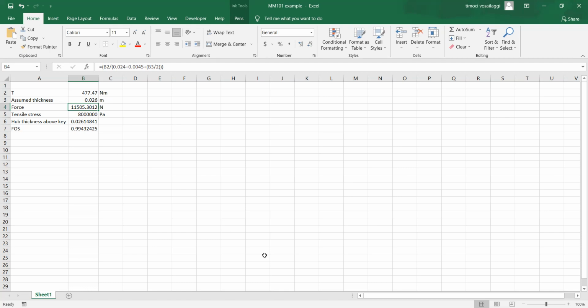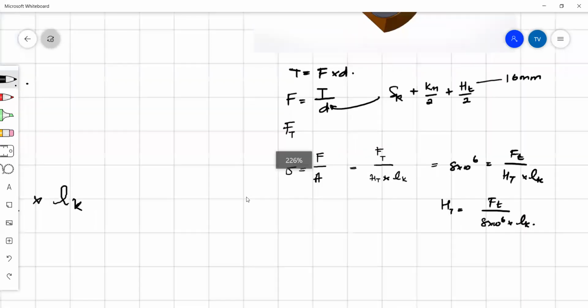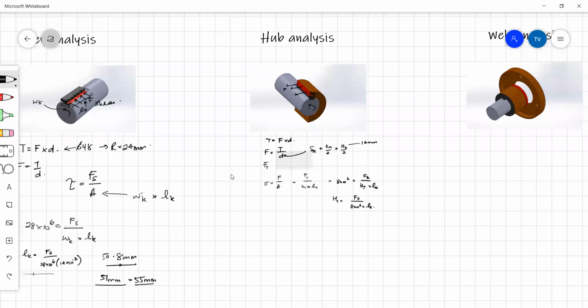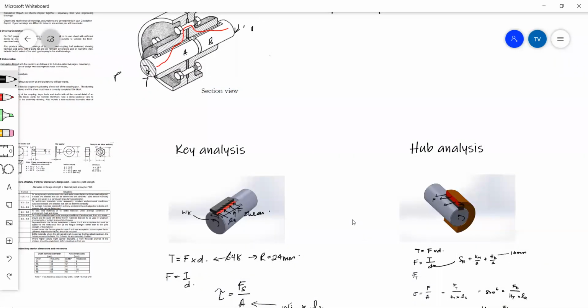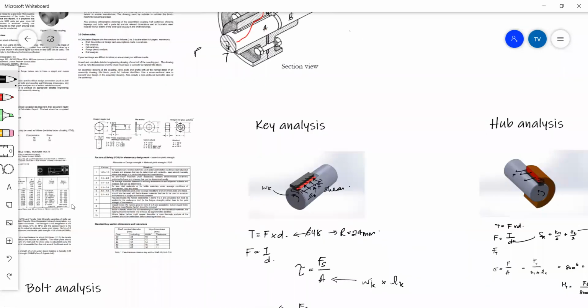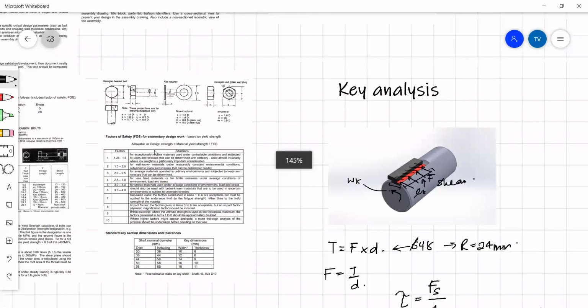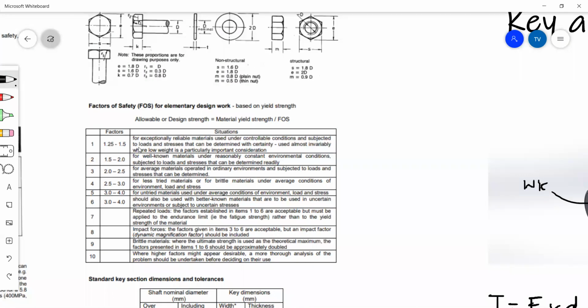So now let's go back to our assignment question and look at different types of factors of safety which we might want to apply. So we need a factor of safety greater than 1, but we don't know which factor of safety we're going to use. That's where this table comes in handy. The first one, factor of safety of 1.25 to 1.5, is for reliable materials under controllable conditions, which is what we're dealing with here in this assignment. We know the material and we know the conditions. So we want a factor of safety of 1.25 to 1.5.